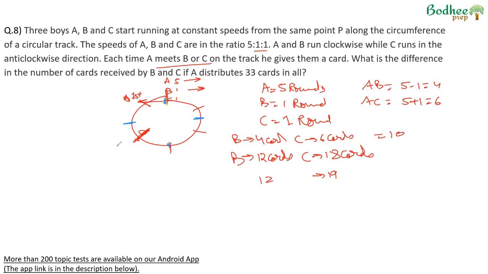Now, if we mark the meeting point, here the first meeting of AC happens, counting, because the speed of C is 1. This is where the second meeting will happen. This is where the third meeting will happen. This is where the fourth meeting will happen. This is where the fifth meeting will happen. Eventually, sixth here.